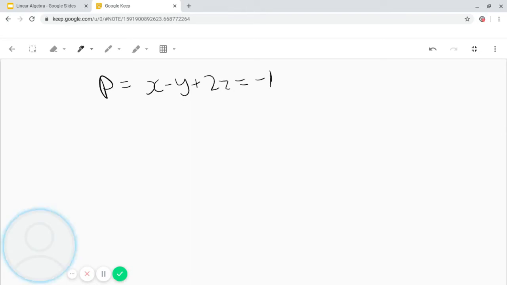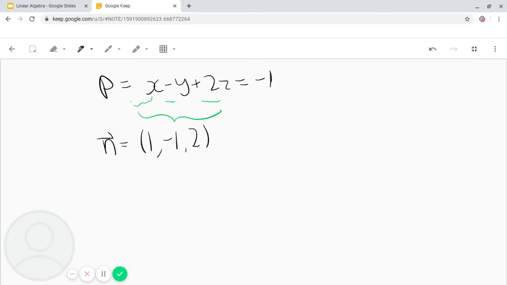Then we can use the, sorry, I'll just point it out here. So we can use the coefficients here, that 1, -1, and 2. And we will find that normal from those coefficients. So we can say that the normal is equal to 1, -1, and 2, just from those coefficients again. And that is in vector form.